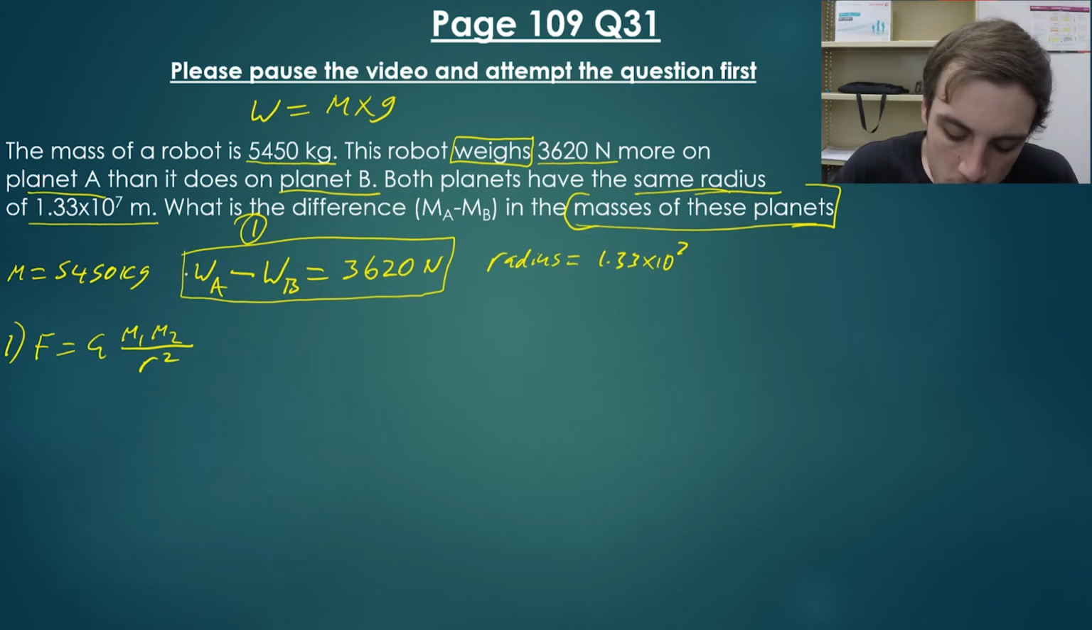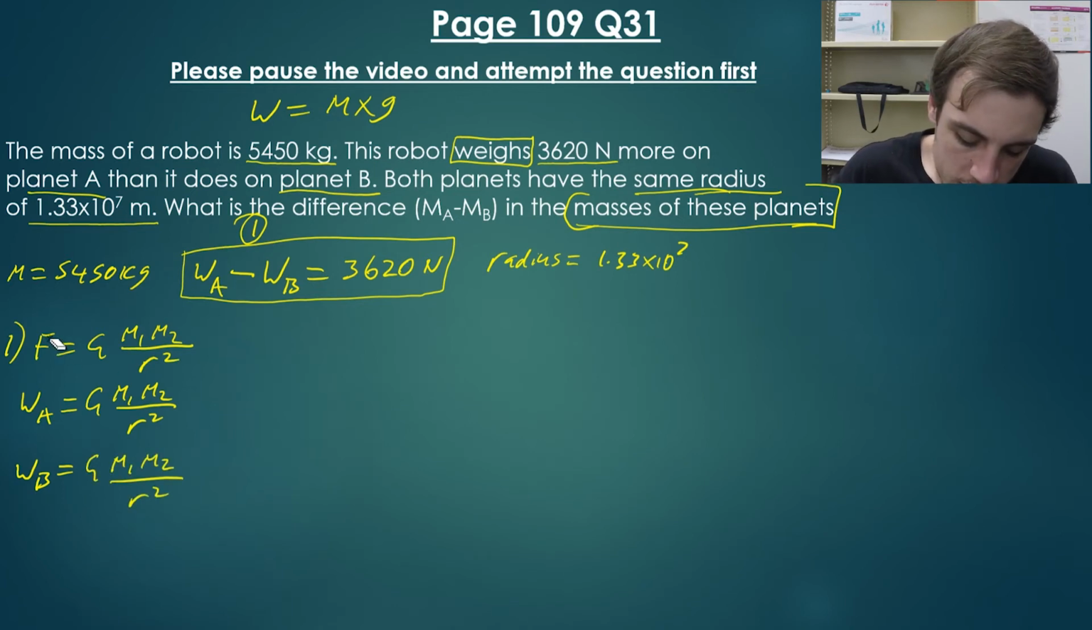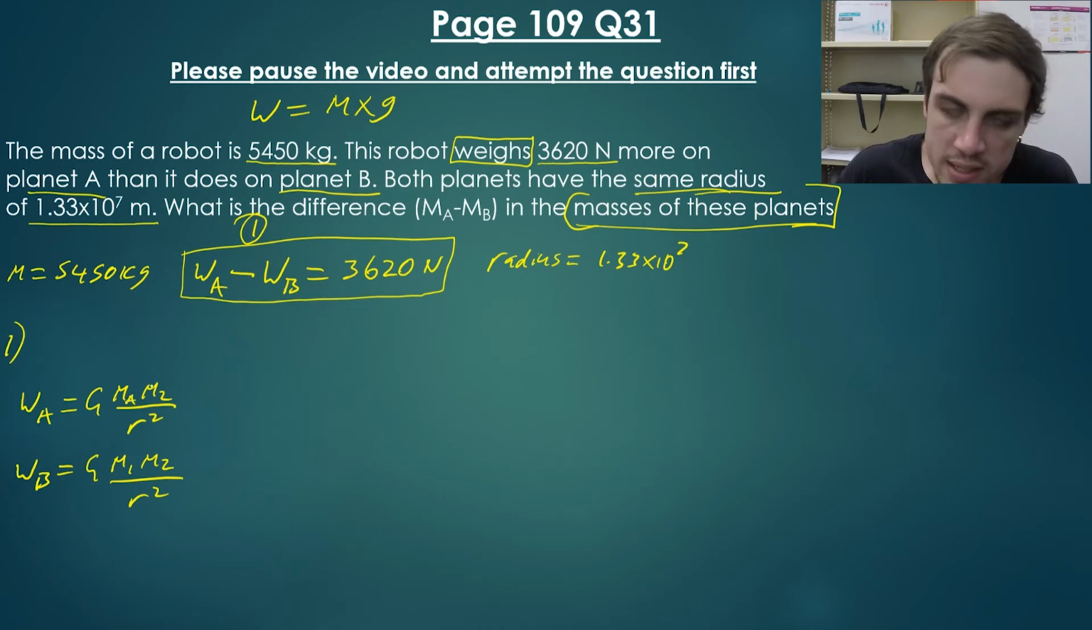Again, weight is caused by gravity. So we can write this as the weight of planet A is equal to G m1 m2 over r squared. And we can do the exact same thing with the weight of planet B. Now, we know that it's mass 1, mass 2. So what have we got here? We've got the mass 1. So I'm going to replace that with the mass of planet A times object number 2. So the mass of object number 2, which is going to be our robot.